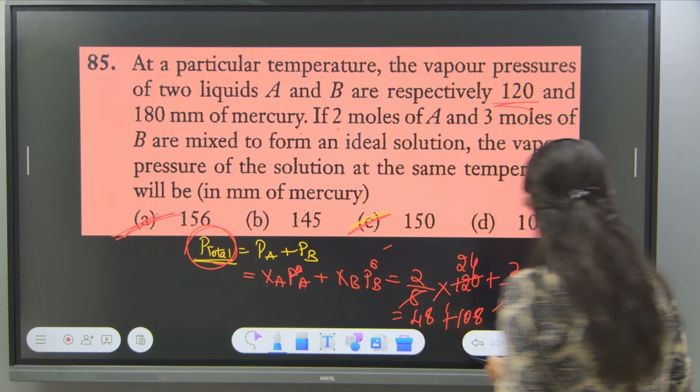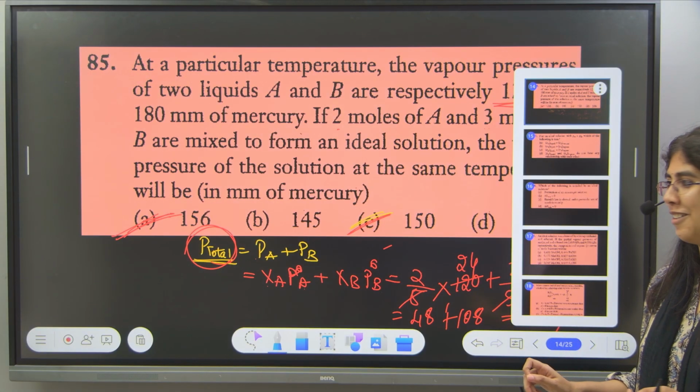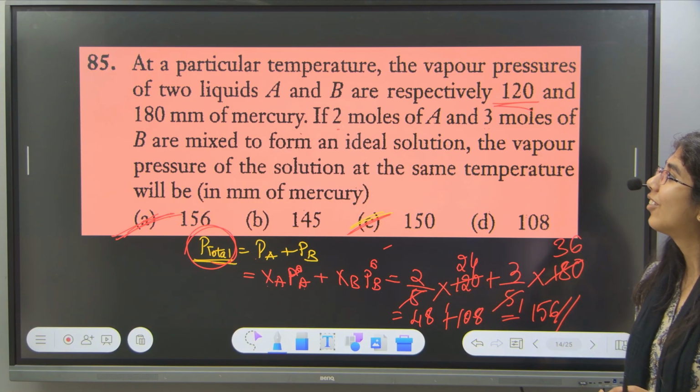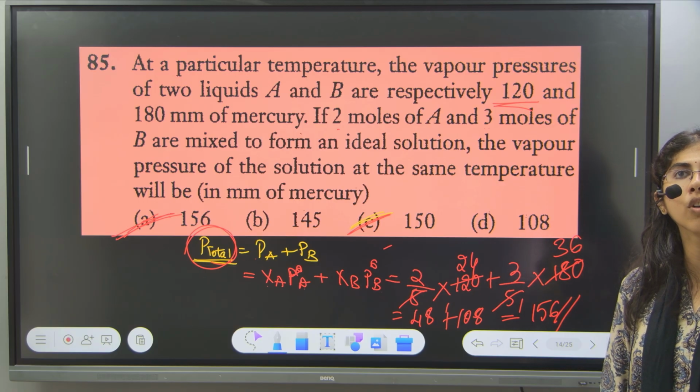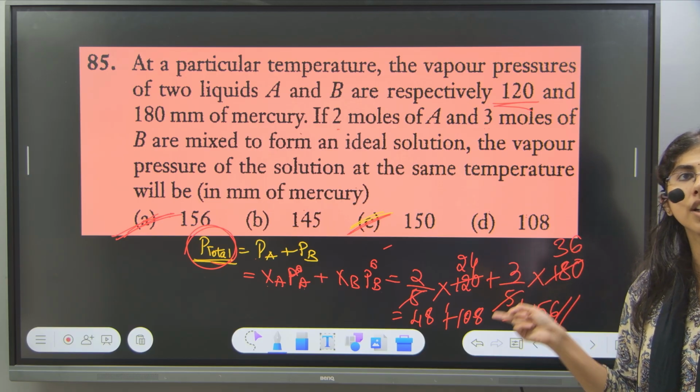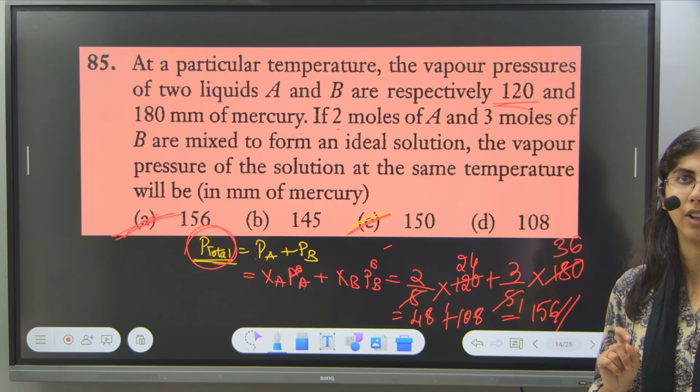Time up. Okay. Fine. So yes, we'll wind up the session over here. Next class, tomorrow, we'll continue with the same vapor pressure and we'll start with colligative property, okay?